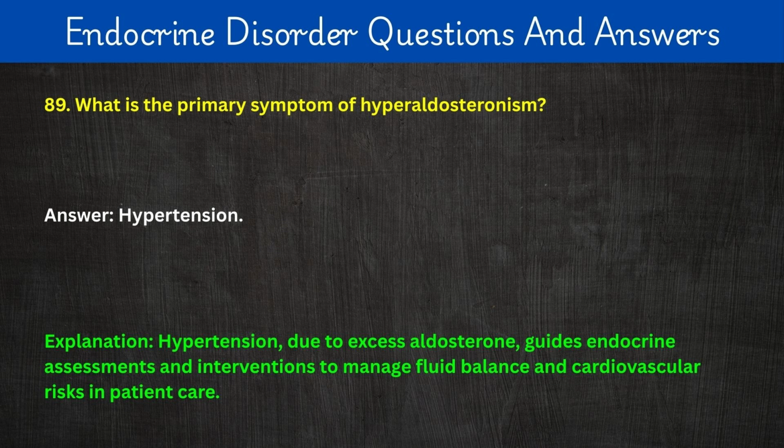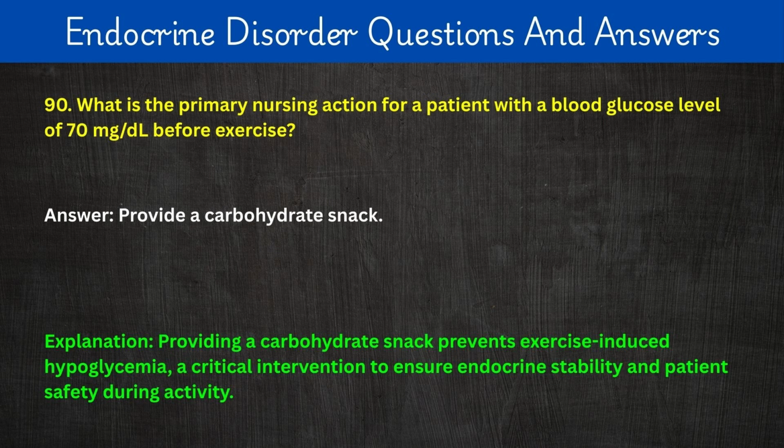in patient care. 90. What is the primary nursing action for a patient with a blood glucose level of 70 mg per deciliter before exercise? Answer: provide a carbohydrate snack. Explanation: providing a carbohydrate snack prevents exercise-induced hypoglycemia, a critical intervention to ensure endocrine stability and patient safety during activity.